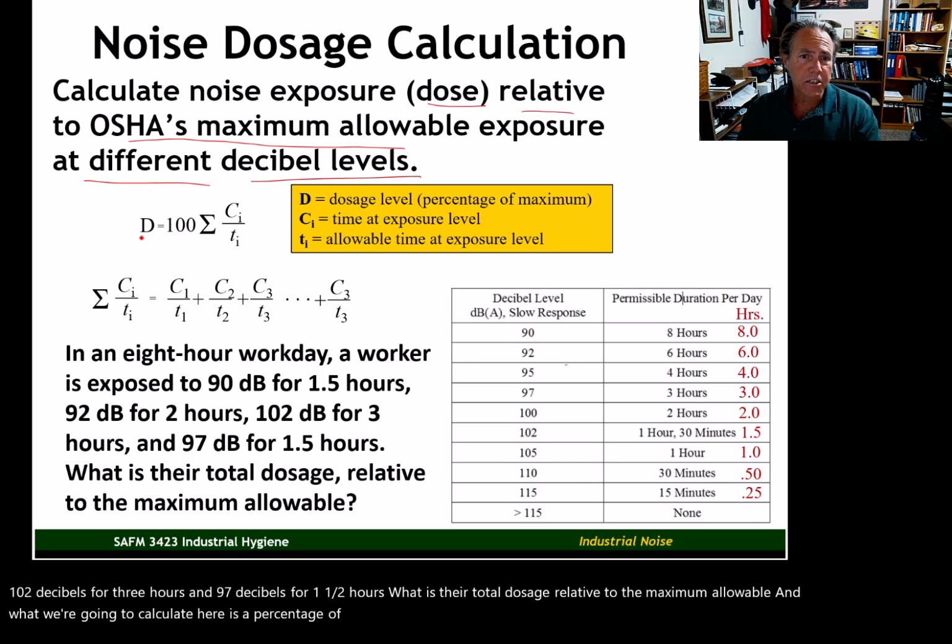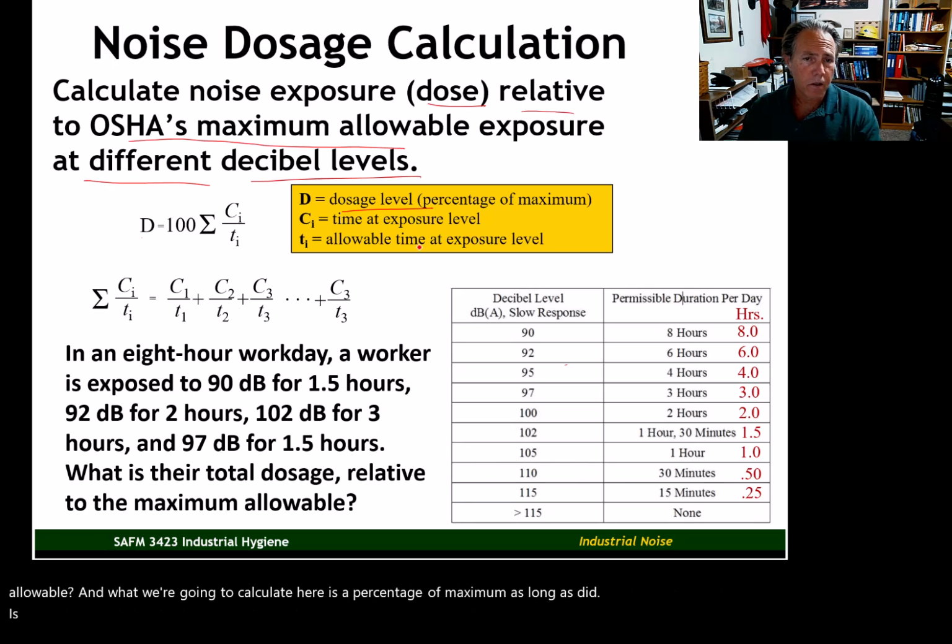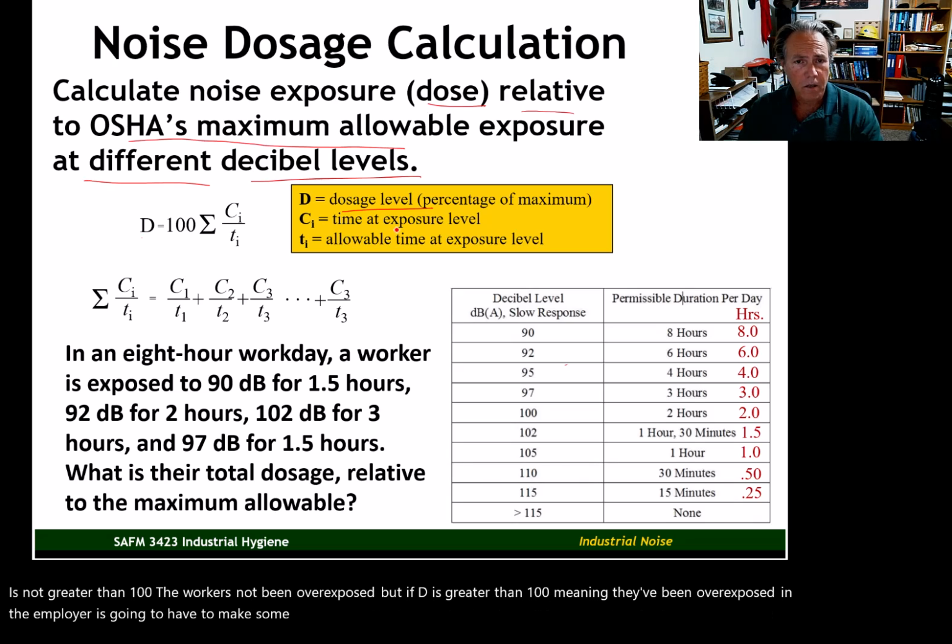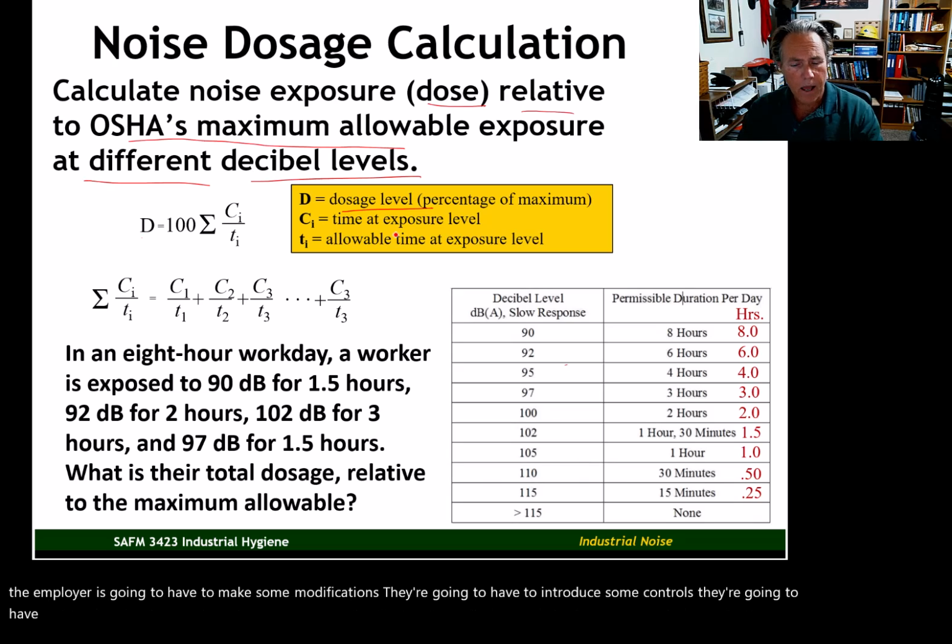As long as D is not greater than 100, the worker's not been overexposed. But if D is greater than 100, meaning they've been overexposed, then the employer is going to have to make some modifications. They're going to have to introduce some controls. They're going to have to provide adequate PPE for the workers.